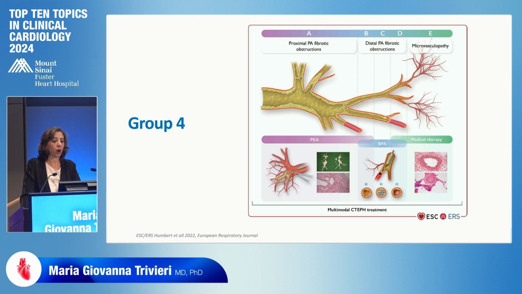It is much more complicated if the obstruction involves the more distal vessels, in which case what is being proposed right now is to do balloon pulmonary angioplasty, essentially. Some centers are very skilled at that, and they perform quite a few of these balloon pulmonary angioplasties, especially for this distal disease that would not be amenable to surgical intervention. And then we have, obviously, the very distal disease where a surgical approach is not possible.